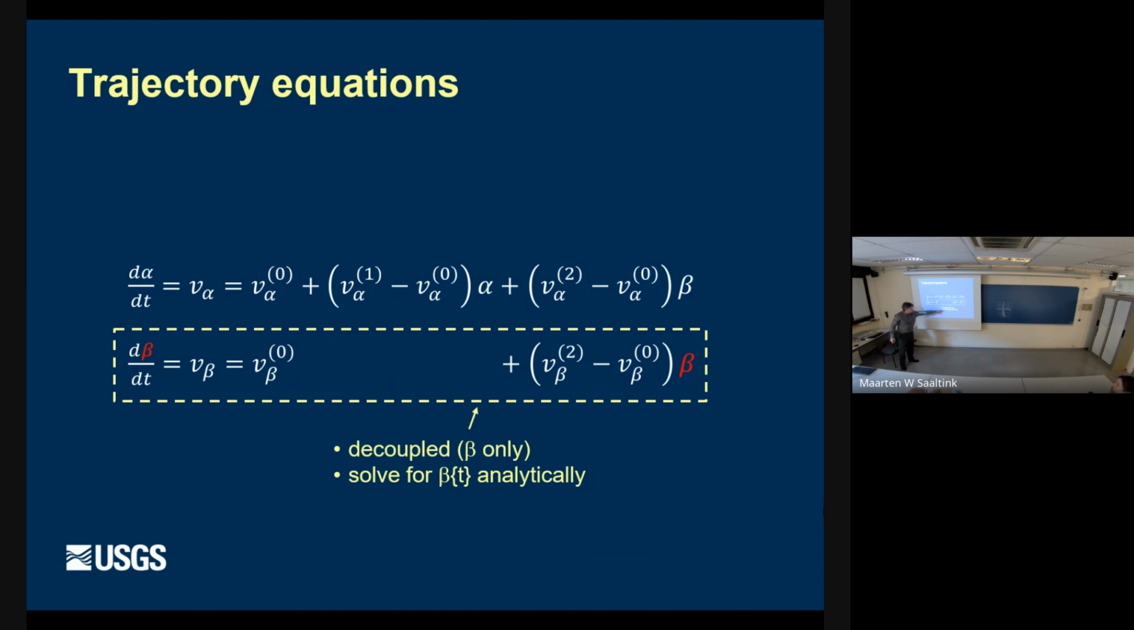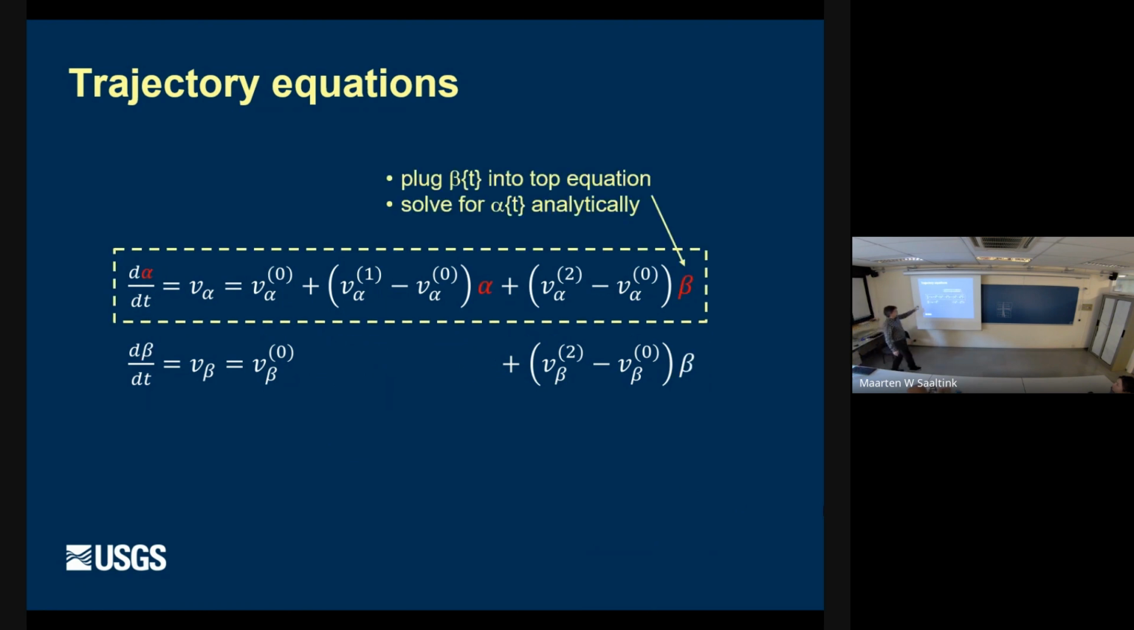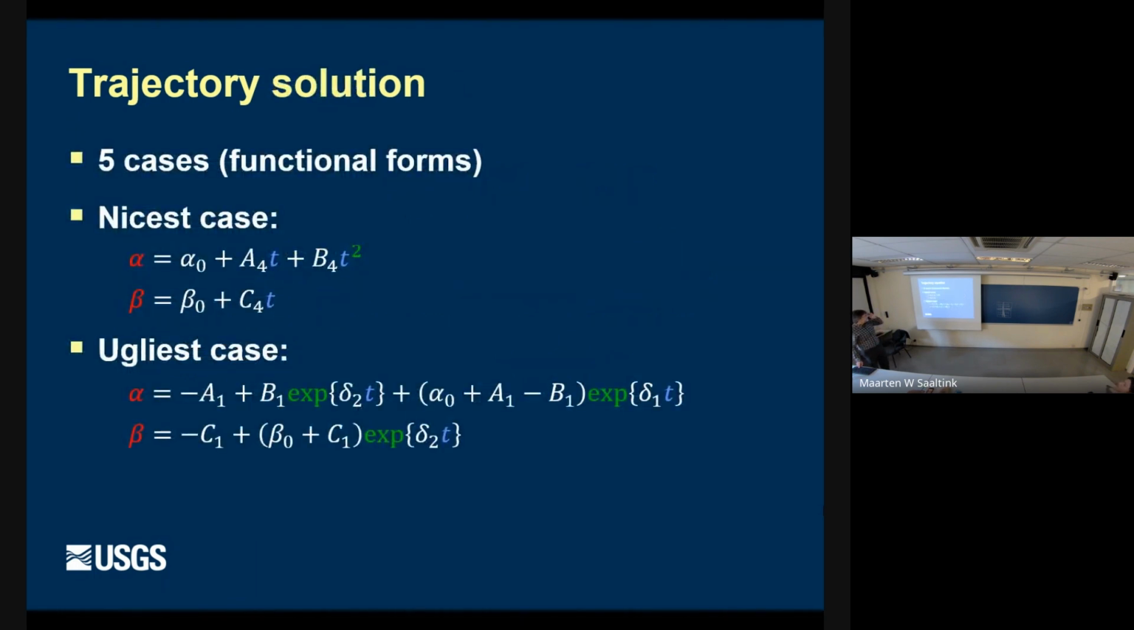We can solve for the beta coordinate as a function of time analytically, right? But we're still dealing with some complexity up there. What we do is once we solve for beta as a function of time, we can plug it in here and then solve for alpha as a function of time. So, you can take a system of two linear ordinary differential equations that are coupled, and you can do the general solution, right? And you get the eigenvalues in those cases.